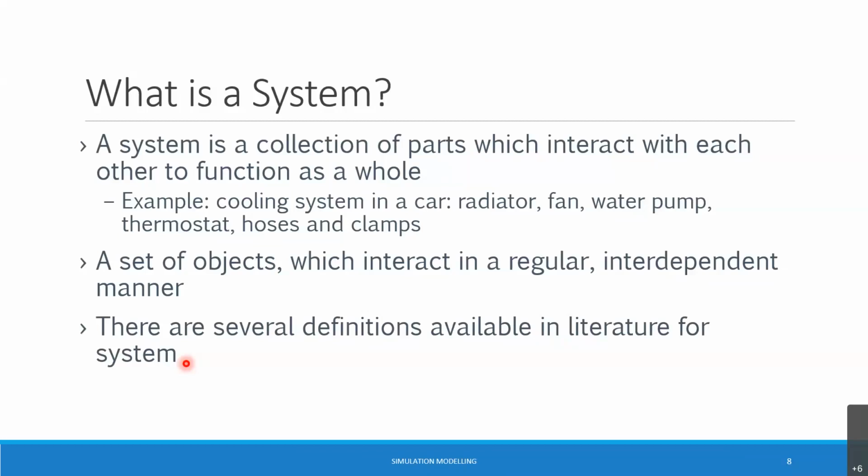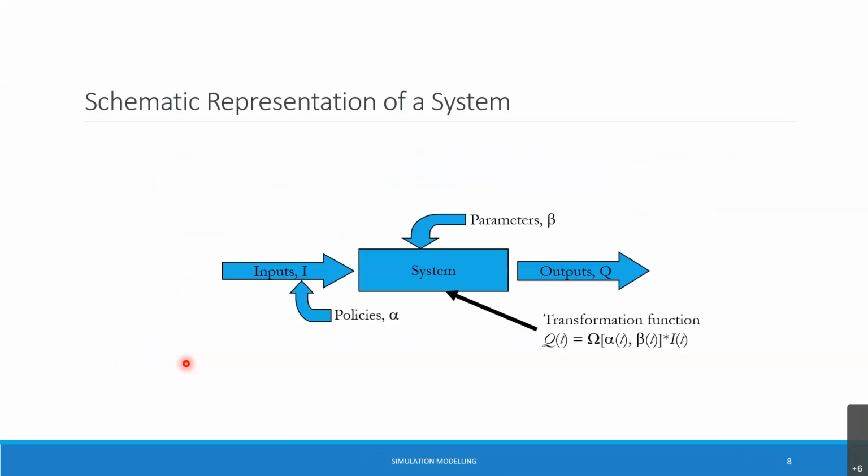And you find different definitions of system. But maybe in a simple format, I can put a system in a schematic way like this, where you have a system, I just prepared it in the form of a box, which receives some inputs and then applies some kind of transformation to produce outputs. The transformation could be a function of the parameters which describe the behavior and characteristics of the system, and then maybe the policies which govern the input of the system. And thus, when you apply this transformation function omega onto the input, you get an output. Okay, so this is a typical representation of the system.